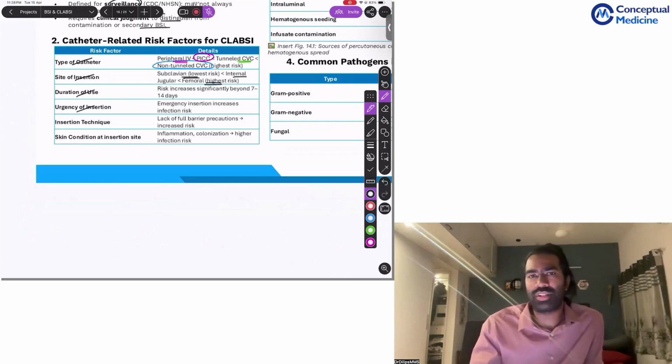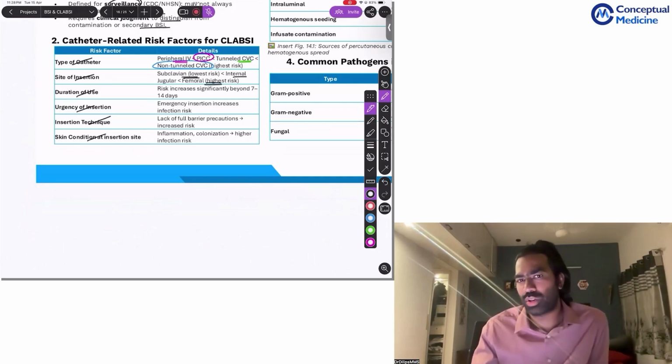Coming to urgency of insertion, emergency insertion definitely will increase risk because we may not be following the precautions adequately. And insertion technique also carries a risk, especially lack of full barrier precautions. And skin condition at the insertion site is also going to play a role, like inflammation or colonization in that area might increase the risk of infection.